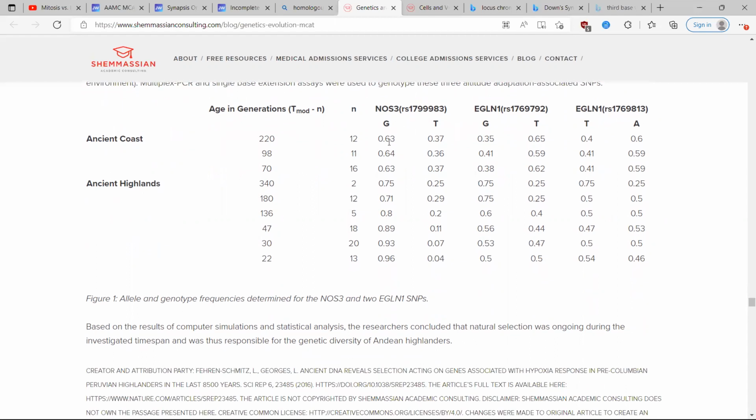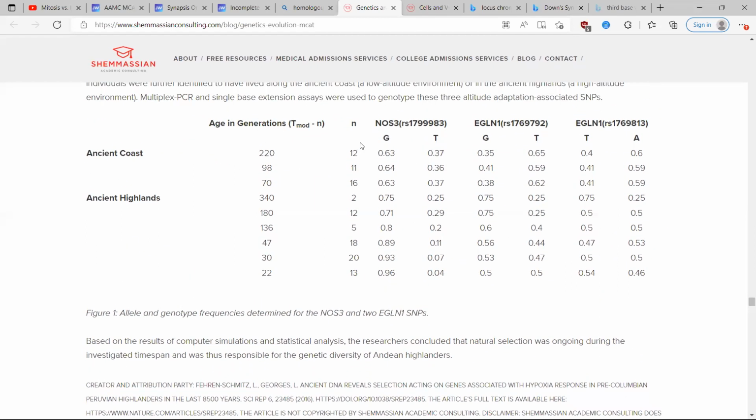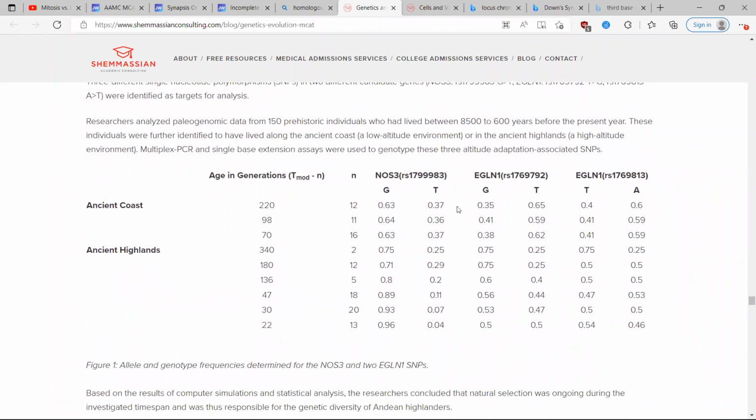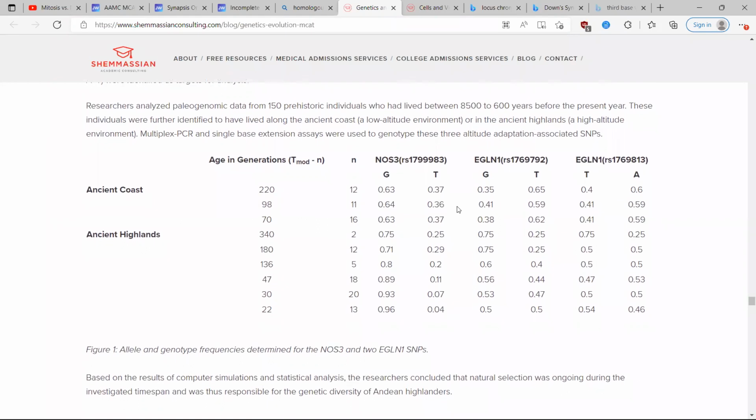Okay. So I have a table here, and the table is showing us what? It's showing us the prevalence, or how much of G was there versus T, right? And we have to think about which one they are saying is the one that supports surviving in this hypoxic environment, in this low oxygen environment. So on the coast and the highlands, right away, we need to turn that into the concepts that they are talking about. They're talking about oxygenation, right?